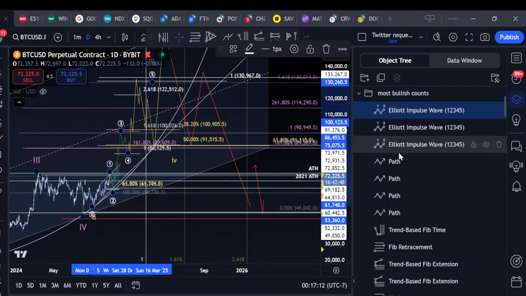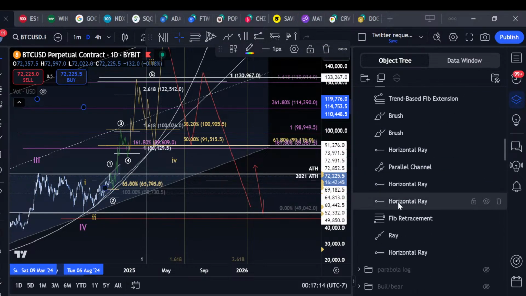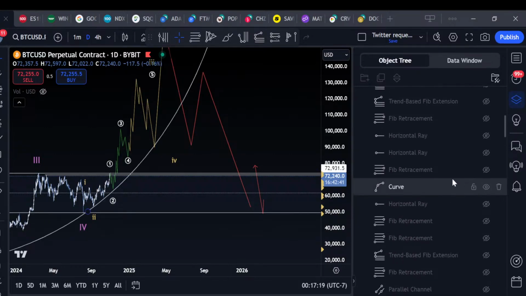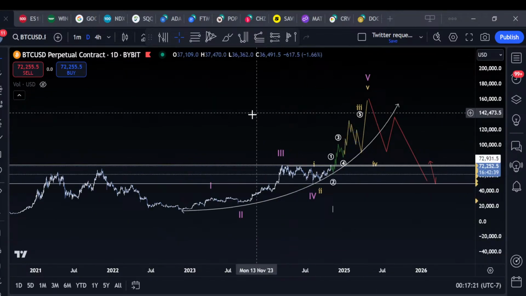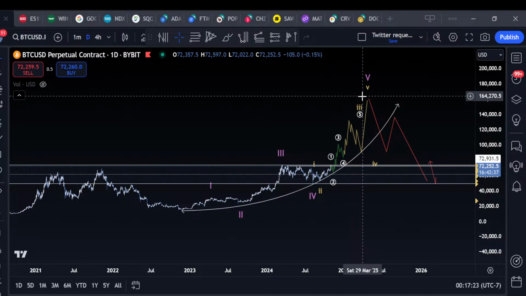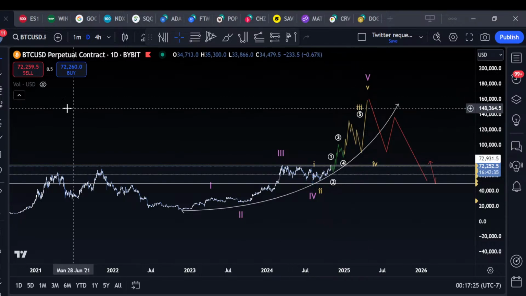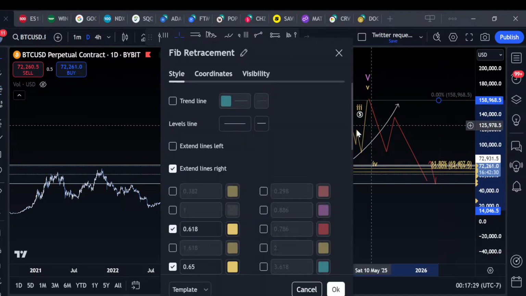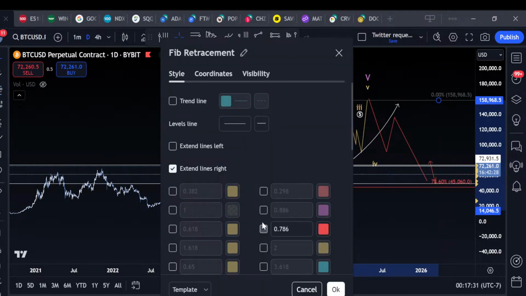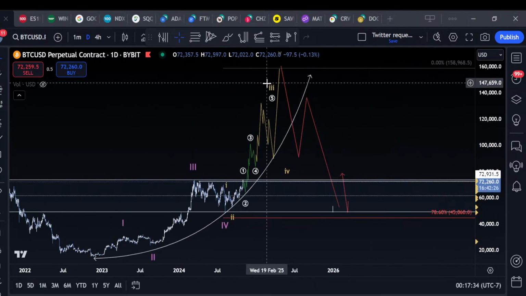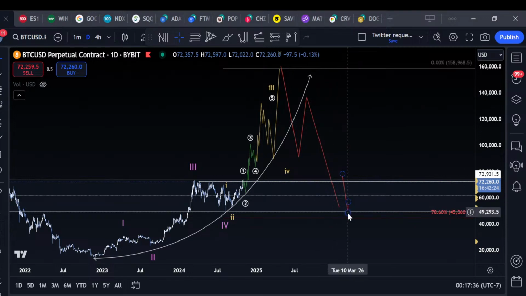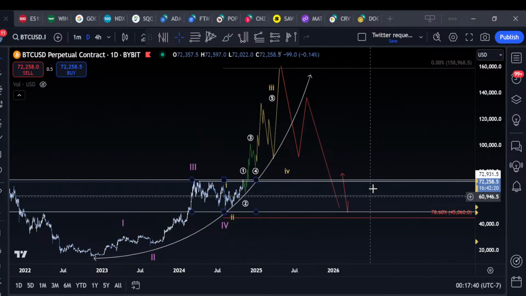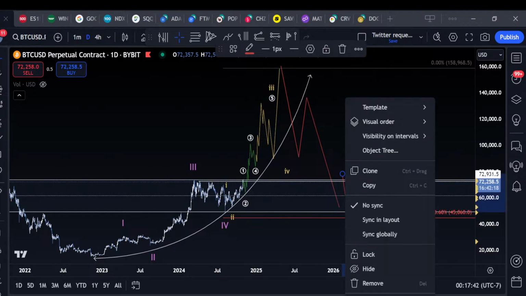Let me clean this up a little bit. This big kind of parabolic move up into this 150, 160K region as a high. And I just want to point out that if that is the case, then we have this big ABC wipeout, taking this low at 48K down into like 45K into the 0.786.